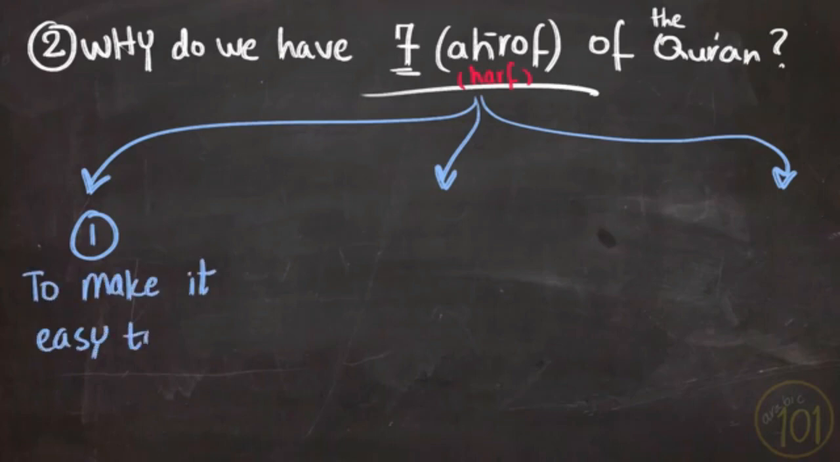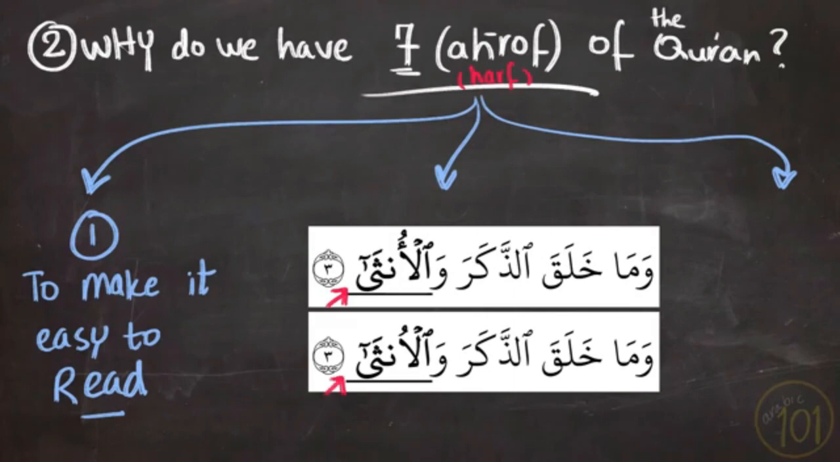First, it is there to make it easier for people with different dialects to read and recite the Quran without any problems. Like in this example, what you see in this ayah is a variation in the last word. Notice and hear the difference between how the last word is pronounced.